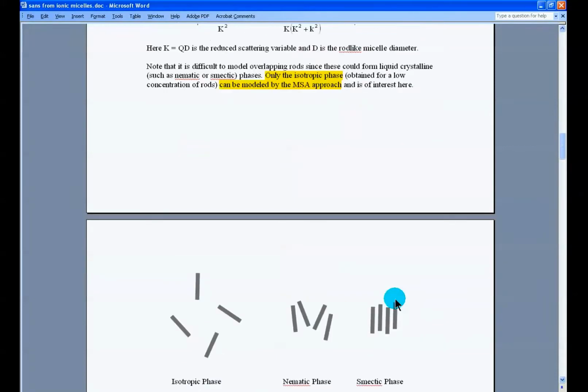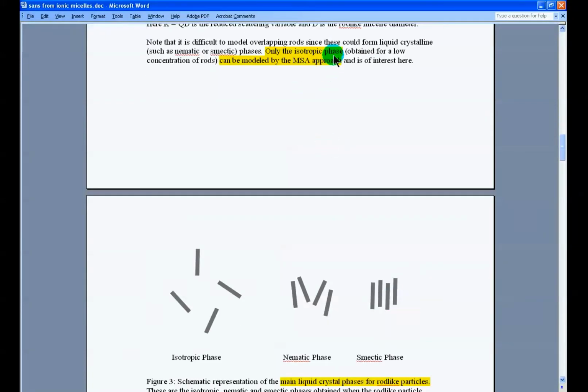Note that only the isotropic phase can be modeled by the mean spherical approximation approach, because it was introduced for spherical particles. We're pushing it here and using it for rod-like particles, which is not completely correct, but we're arguing that in the isotropic phase, at low concentration, the randomization of the rods doesn't create too much trouble.